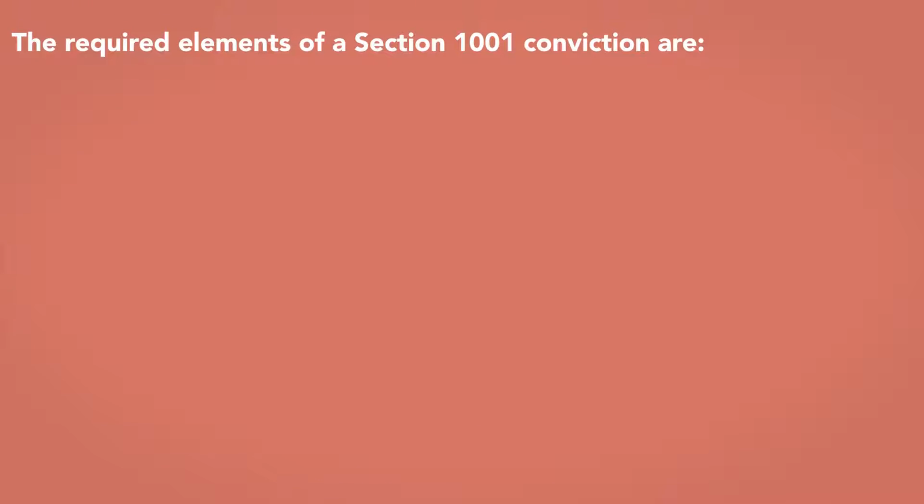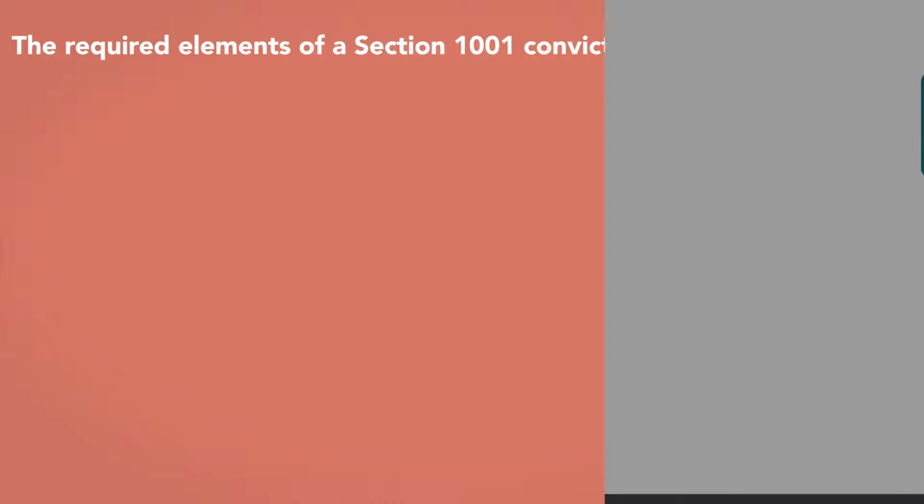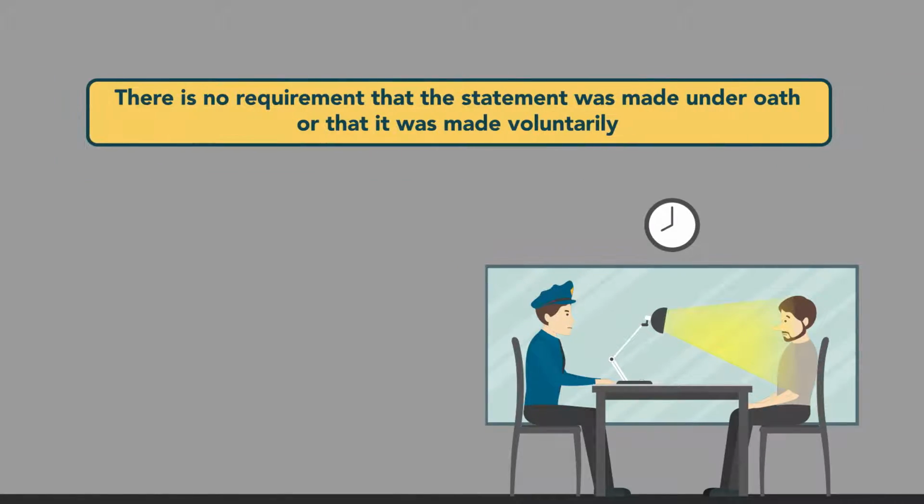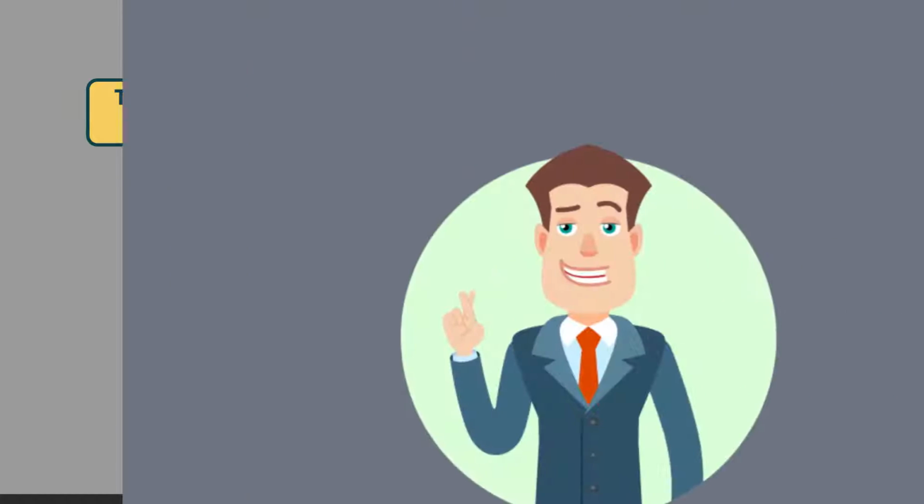The required elements of a Section 1001 conviction are: 1. The defendant made a false statement or concealed the truth in any manner within the jurisdiction of a government agency or department, such as the IRS or FBI. Note that there is no requirement that the statement was made under oath, or even that it was made voluntarily.